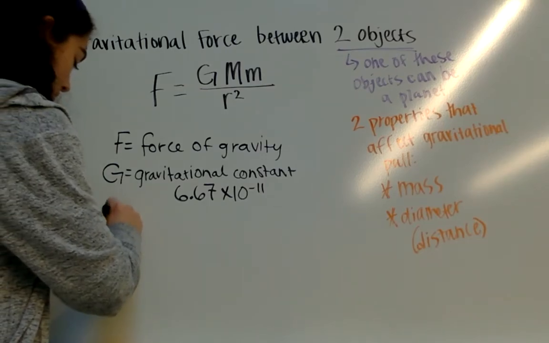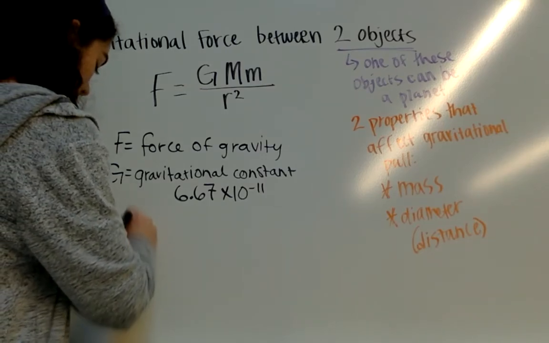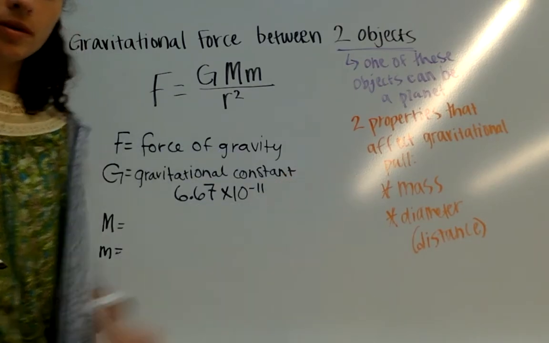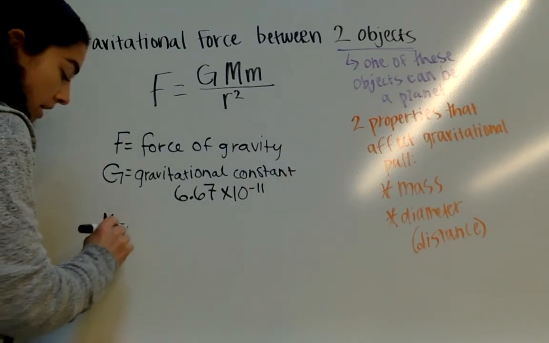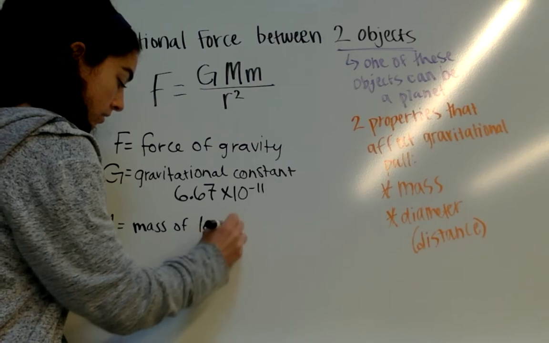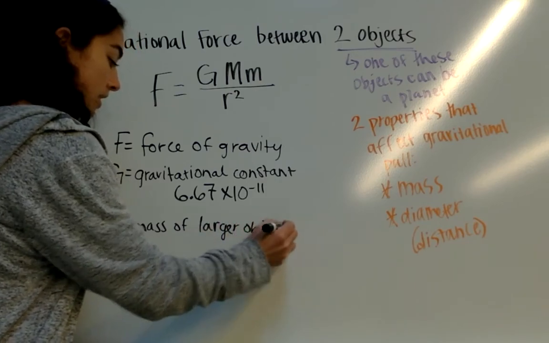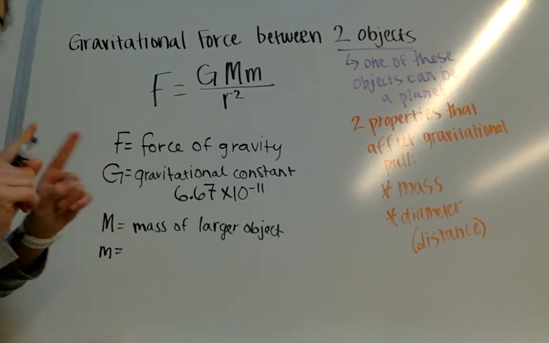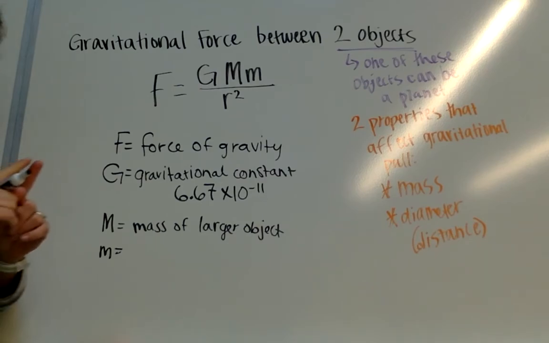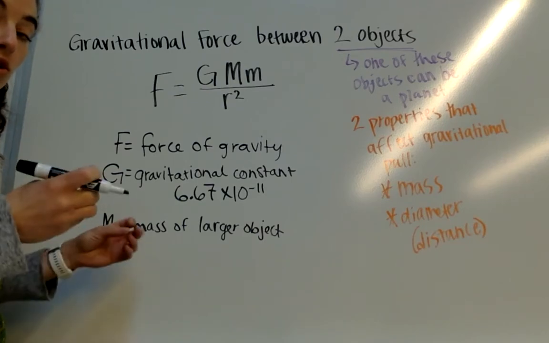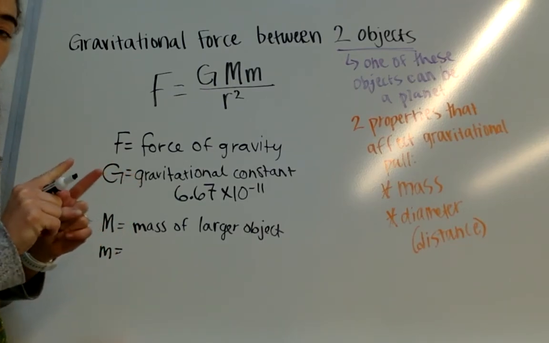Now, I bet you could guess what capital M and lowercase m stand for. Think about that. There's two objects pulling on each other, and what matters in gravitational pull that we haven't talked about yet is mass. So capital M is the mass of the larger object. This is often a planet, but it does not have to be a planet. Remember, any two objects have a gravitational pull towards each other. That's something that is a misconception. Planets aren't the only things that pull on you. Actually, any two objects near enough to each other have a pull on each other, which is kind of wild.